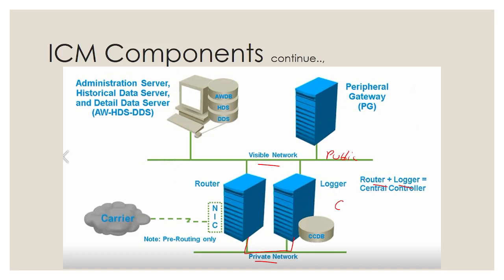Whereas anything that is central controller connecting to the other components of the UCCE, or other third-party components, it is through the public network. So this is basically for the fault tolerance. And one more important thing to remember is PG connects to the router only. PG will never communicate with the logger. PG only communicates with the router.